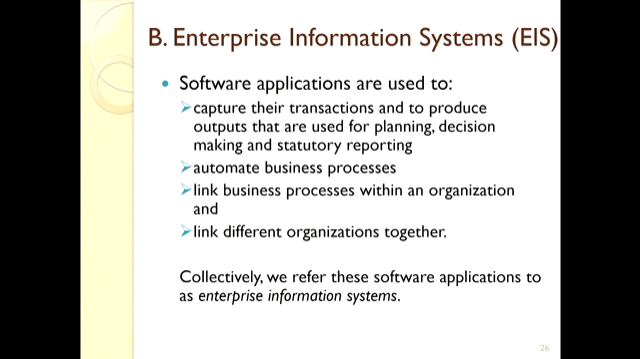Enterprise information system. So what's the enterprise information system? Basically, they are just software applications that are used for one of the following purposes. So if the company has a software, and it is used for either of these purposes, then we can call it an enterprise information system. So what are the functions? Capture transactions and produce outputs that are used for planning, decision making, and financial reporting.